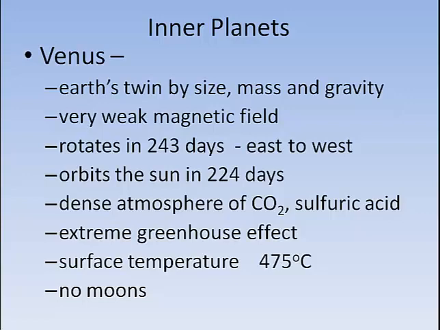What's really important about Venus is it has an extremely dense atmosphere of carbon dioxide and sulfuric acid. And because of that, it has an extreme greenhouse effect. And the greenhouse effect is where gases in the atmosphere trap the Sun's heat. It has a surface temperature hot enough to melt lead.